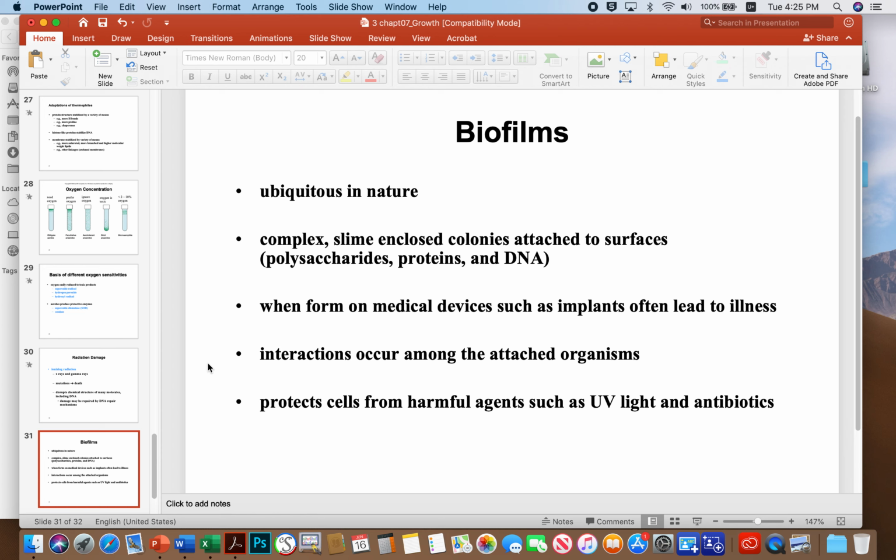We go out in the sun. If we get too much sun, we can get melanoma. Well, bacteria also get damaged DNA, and it can kill them. But in a biofilm, they're less likely to be killed if they're hiding out like that.